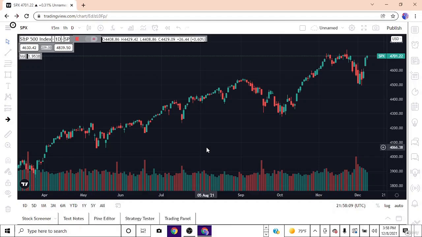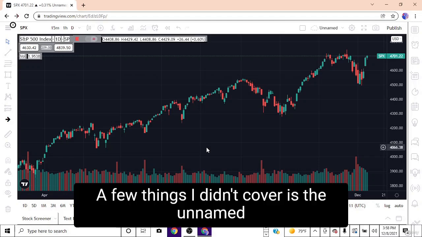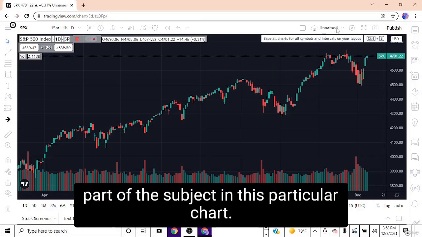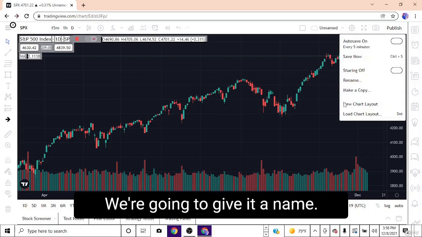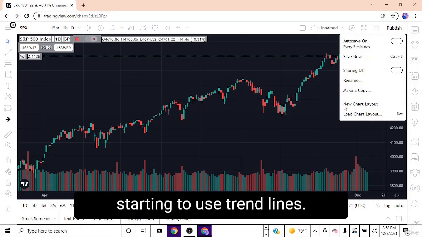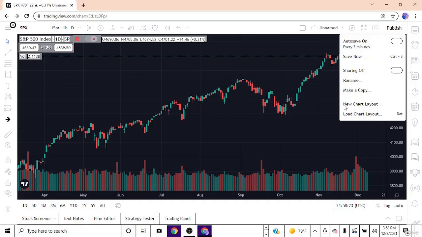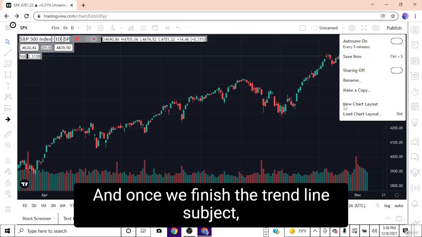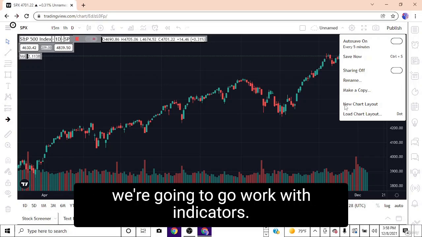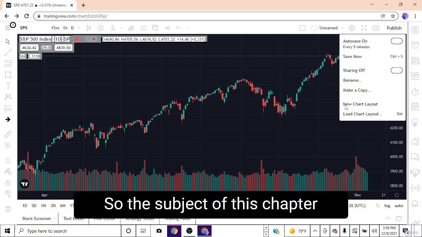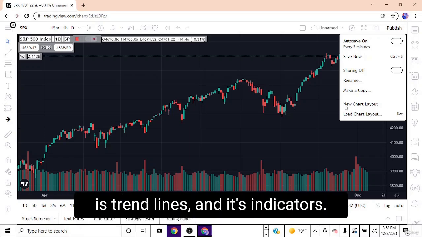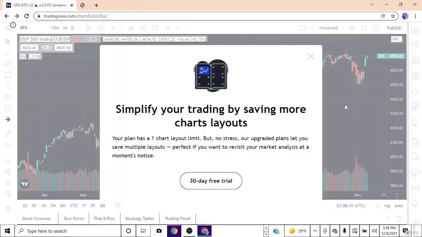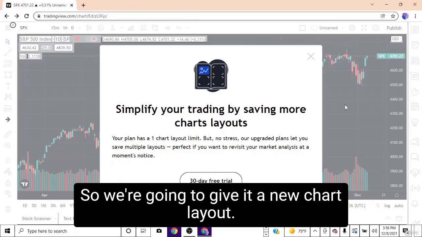A few things I didn't cover is the unnamed part of the subject, and this particular chart we're going to give it a name. This is the beginning of us starting to use trend lines, and once we finish the trend line subject, we're going to go work with indicators. So the subject of this chapter is trend lines and its indicators. So we're going to give it a new chart layout.